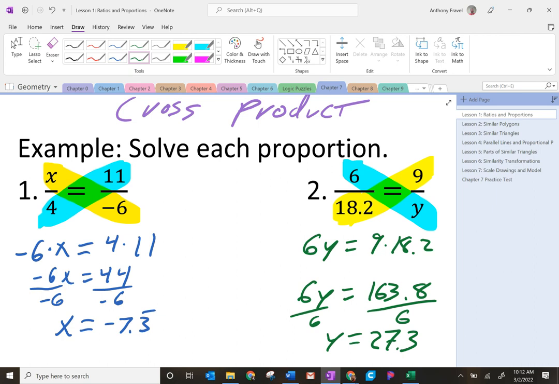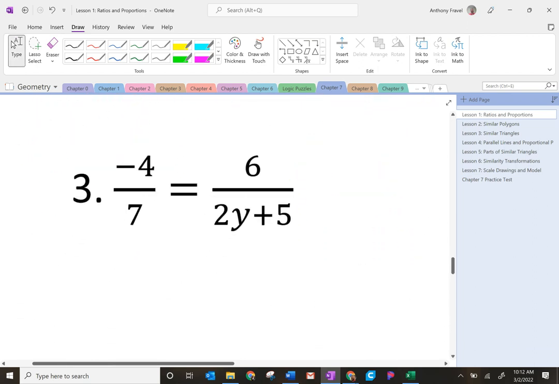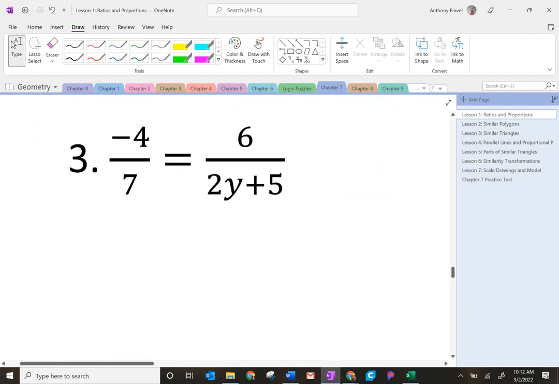Okay, I got a couple more samples that I'm going to have you talk me through how to do. I want to make sure you guys have it. Good? Okay, so I'll start off with number 3, this one here. You guys talk me through which parts are going to get multiplied together.